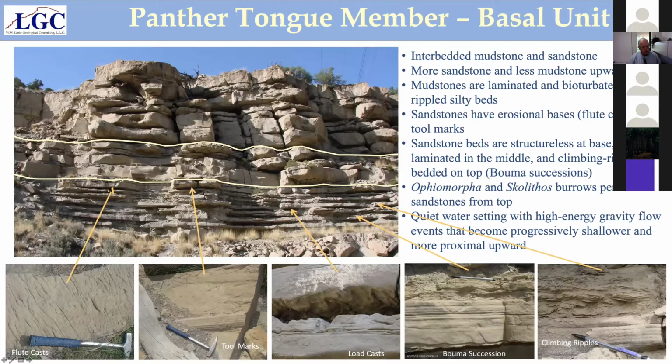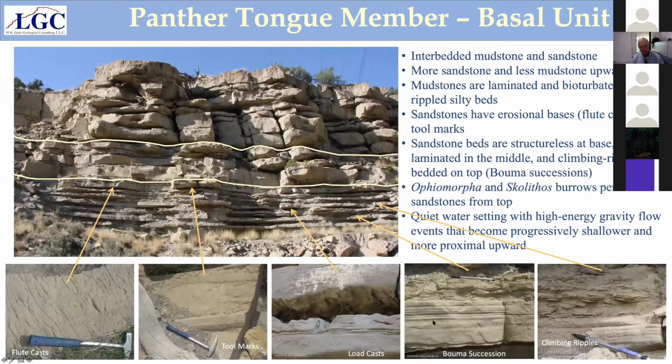So the bottoms of these sandstones are erosional in nature and contain an abundance of these features, these flute casts and tool marks. We also see load casts. That's simply because of the sand that is overlying the clay and it's compressed down into the clay.